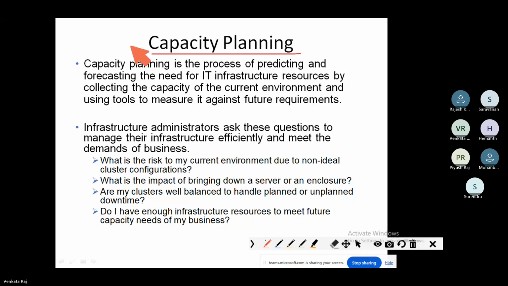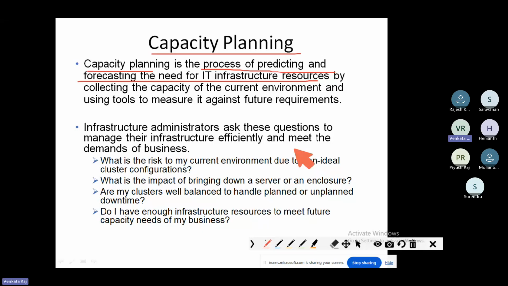So many times it has been seen that improper capacity planning has been done. So capacity planning becomes very, very important. Proper planning needs to be done, guys. Capacity planning is the process of predicting and forecasting the need for IT infrastructure resources. This has to do with the infrastructure, guys. How much infrastructure you need.